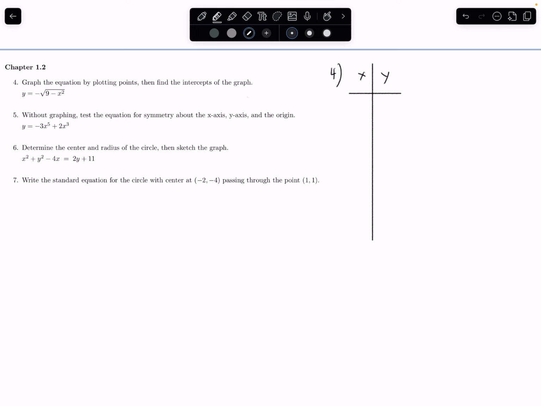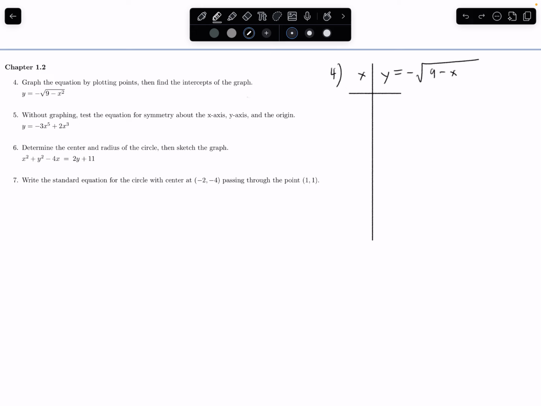Now, actually though, you might have recognized this. This is a special format that we've seen before. This is actually the equation for a semicircle, and the negative here means it's going to end up being on the bottom side. But if you don't recognize that, it's okay, because we're about to find that out by plotting points, right? Now, let me just reiterate what this is. This is negative the square root of 9 minus x squared.